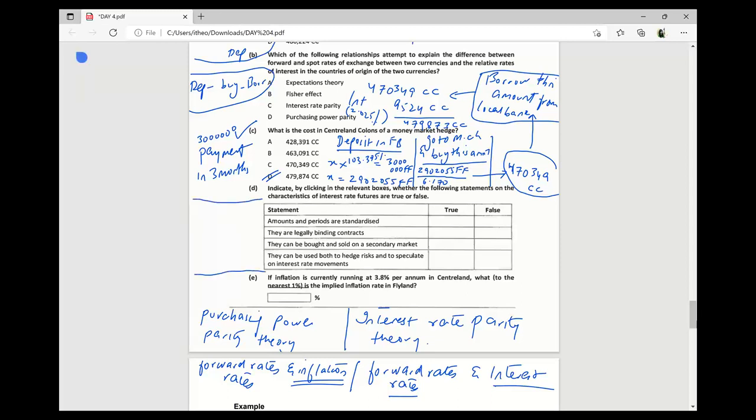That's why the formula of purchasing power parity is forward rate S1 equals spot rate S0 times 1 plus inflation rate of one country over 1 plus inflation rate of the other country. And the formula of interest rate parity is also the same: S1 forward rate equals S0 spot rate times 1 plus interest rate of one country over 1 plus interest rate of the other country. Okay. Let me show you this as well.